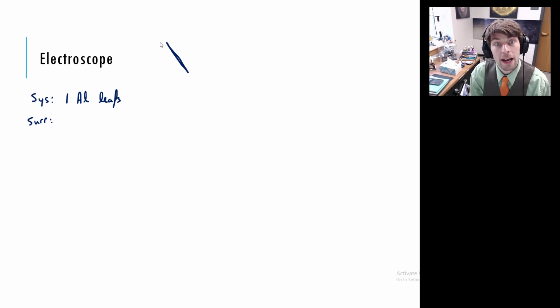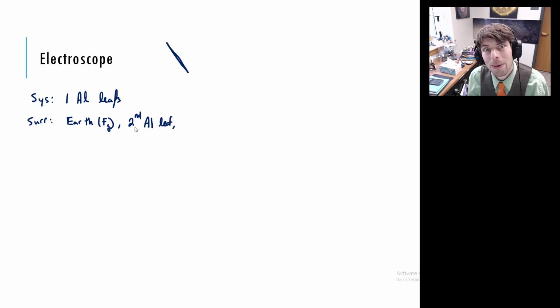Hopefully, right? We have, for example, the force of the earth acting on the leaf. That would be through the gravitational force, Fg. Also, we have this yet to be defined interaction between the aluminum leaf that I have chosen as my system and the second aluminum leaf. So I'll put second aluminum leaf. And also we have the interaction with the hook. For lack of a better term, I'll call that a tension force.